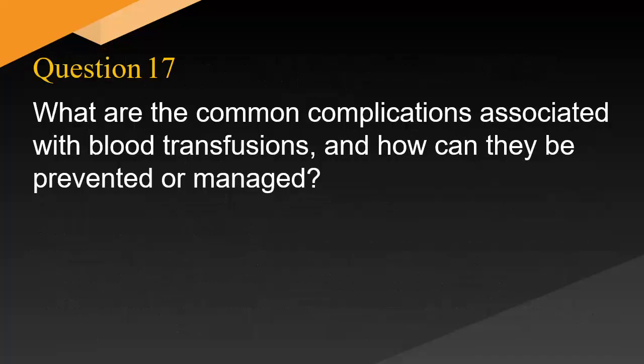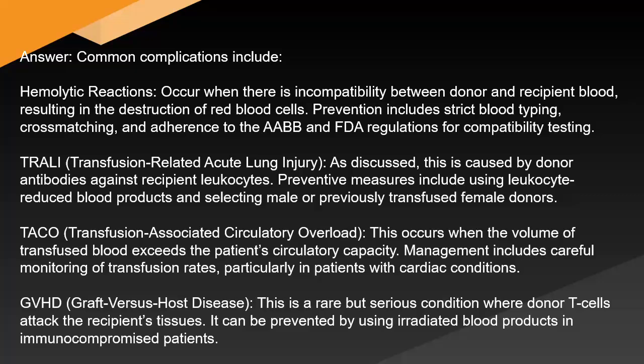What are the common complications associated with blood transfusions and how can they be prevented or managed? Answer: common complications include hemolytic reactions, which occur when there is incompatibility between donor and recipient blood, resulting in the destruction of red blood cells. Prevention includes strict blood typing, cross-matching, and adherence to the AABB and FDA regulations for compatibility testing. TRALI, transfusion-related acute lung injury.